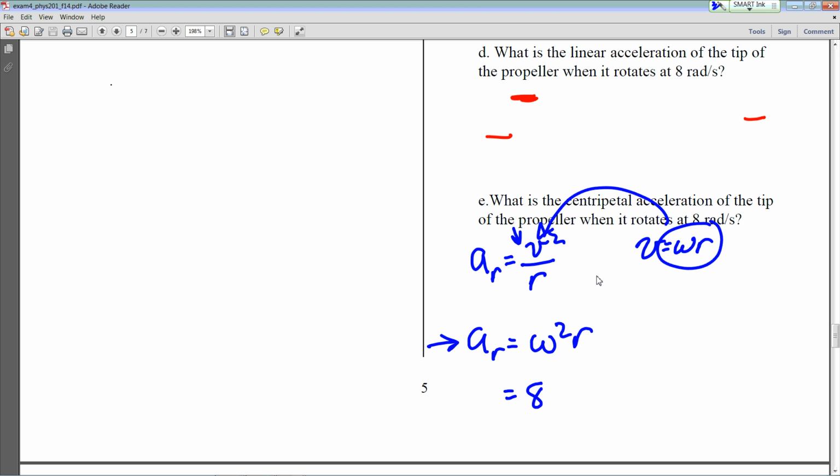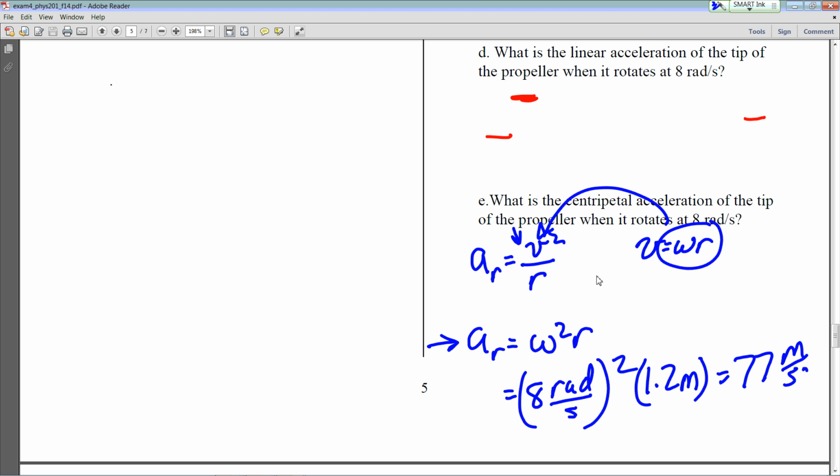So you can just say 8 radians per second squared times the radius. Wasn't it 1.2 meters? Is that what it was? Okay, yeah, so that's 64 times 1.2. I get 77 meters per second squared. Was the radius 1.2? Oh, okay, so 0.6. Right, so I'm going to get instead, what, 38.5 or 39.